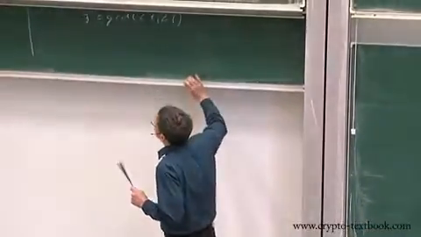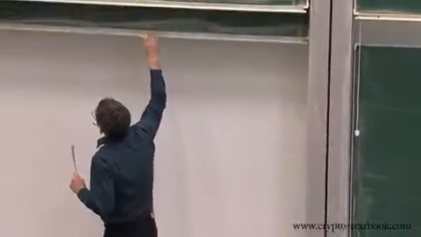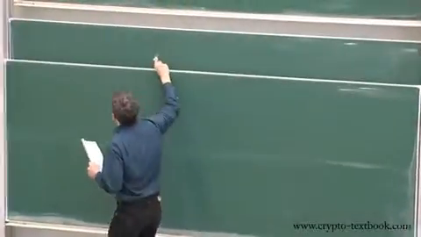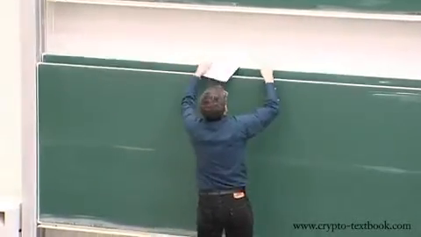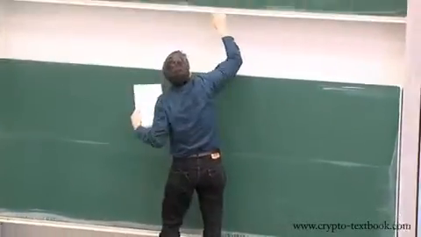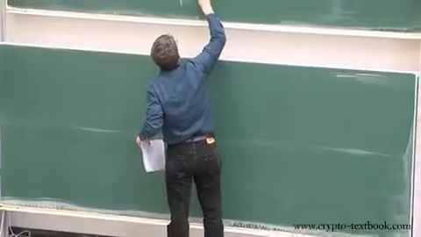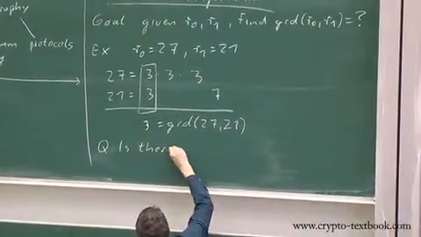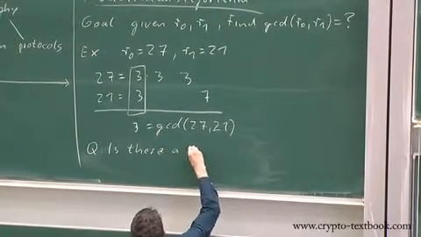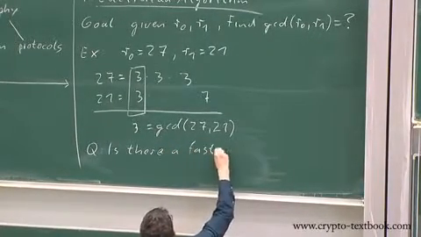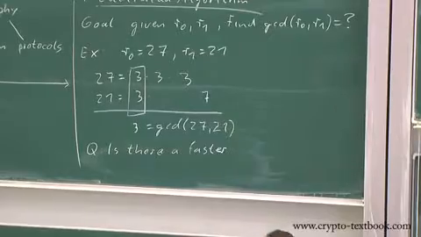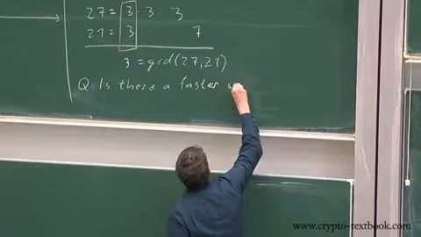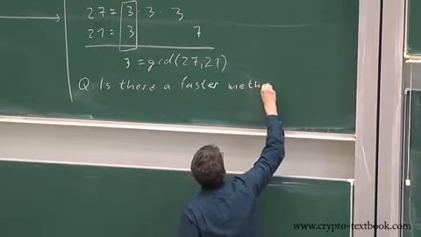The idea of the Euclidean algorithm, maybe let's write that down. The question is: is there a faster method? And if we say faster, we mean less complex, right? In computation, is there a faster method?